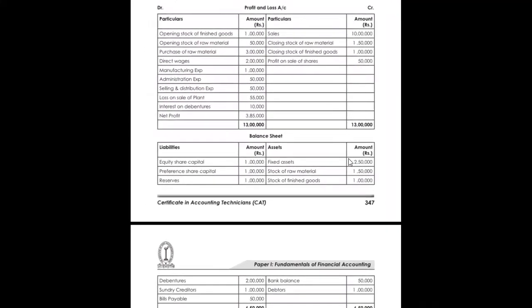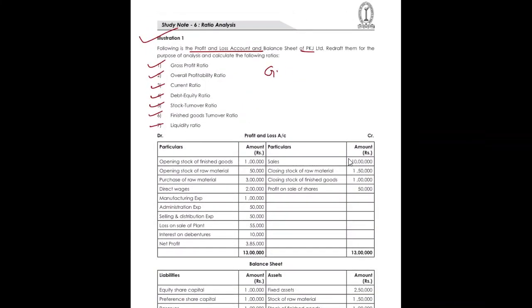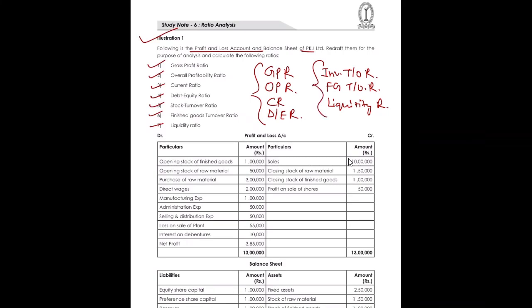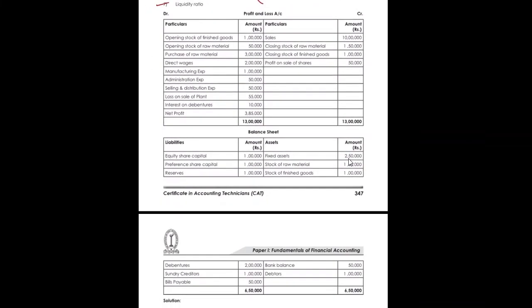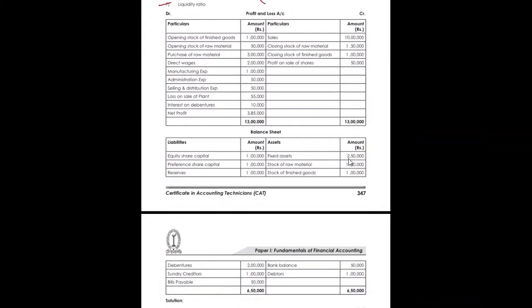So I am giving you 15 minutes altogether to calculate gross profit ratio, overall profitability ratio, current ratio, debt equity ratio, stock turnover or inventory turnover ratio, then finished goods turnover ratio. Finished goods we have not covered, we will cover it now. It is again a simpler one. And then liquidity ratio, that is your quick ratio. So 7 parts of this question. You have 15 minutes, let's say 2 minutes for each part. Start solving this. This is on page number 347 of your book. 15 minutes. Start it now.